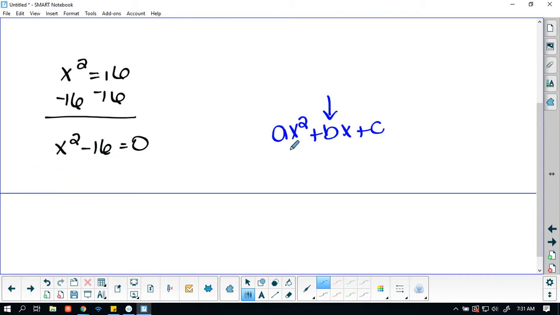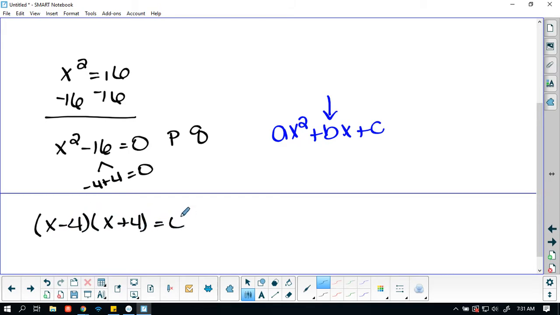So we need to do something. We need a p and a q that get rid of this value here. That means p and q have to be the same number, and one of them has to be subtracting. So in this case, we have negative 4 and 4. If I add negative 4 plus 4, we get 0 to get rid of the bx. So now we have x squared. Oh, I lied. We're going to have x minus 4 times x plus 4 equals 0.